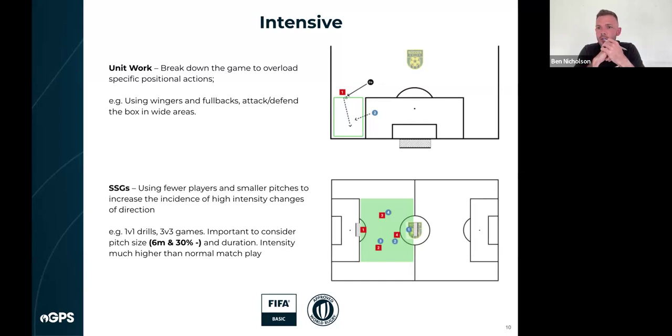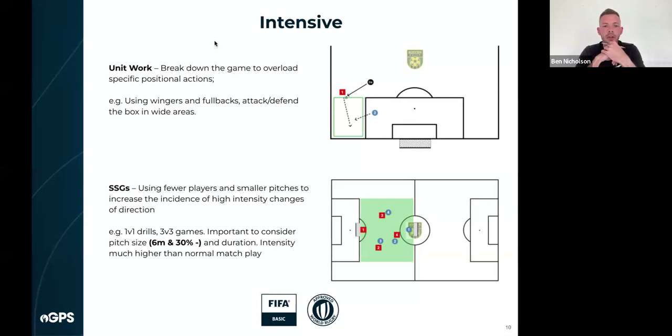But from a physical point of view, it's fantastic for the intensive day because it becomes a 1v1. We're asking your defender to defend the box, we're asking your winger to penetrate or deliver a cross. And it's a small space, it's 1v1, you've not got many options, you don't have much time on the ball, and that will elicit a lot of high intensity accelerations and decelerations. So the intensity of that top session is much higher than if you were to introduce more and more players.